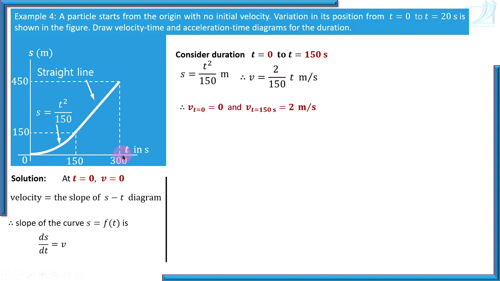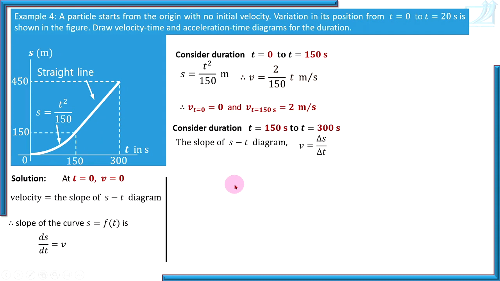You cannot find velocity at t equal to 300 using this equation, because this equation is valid for this interval only, 0 to 150. Okay, now consider the duration 150 to 300. In this duration, St diagram is a straight line, and how to find the slope of a straight line? Delta y by delta x. In this case, delta s by delta t. So from 150 to 300, change in displacement is 450 minus 150, and change in time is 300 minus 150, and you get velocity 2 meters per second, and that is constant. The reason is slope of the St diagram is velocity, and the slope of the St diagram is constant, so velocity is constant. So from 150 to 300, it is uniform velocity motion.